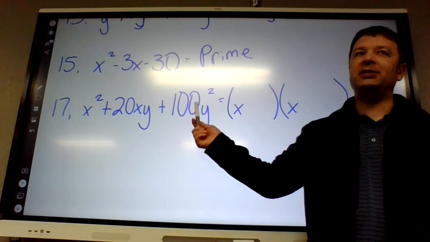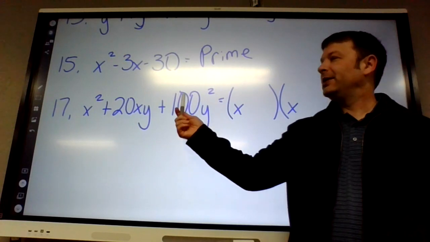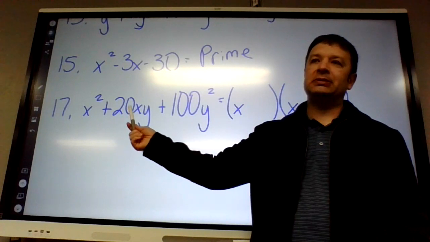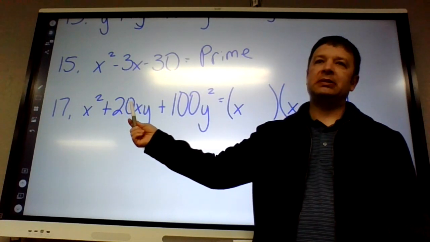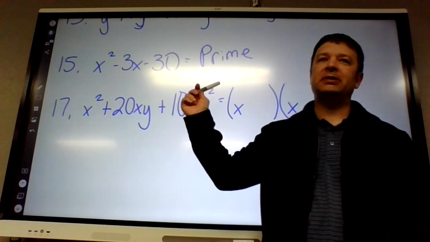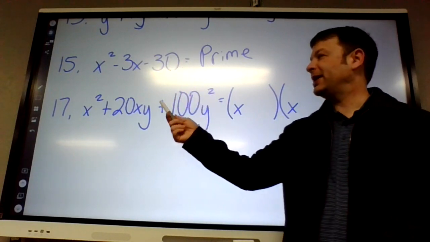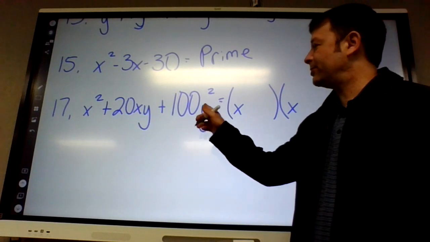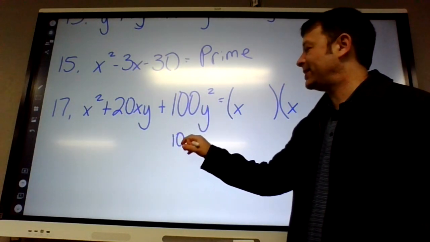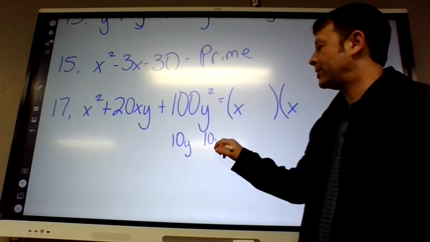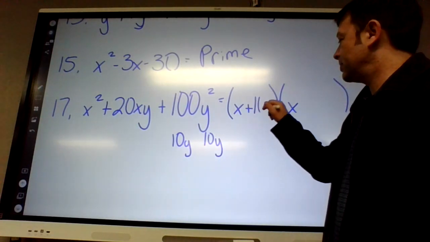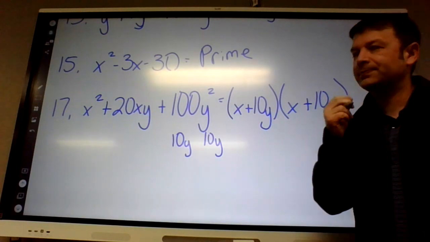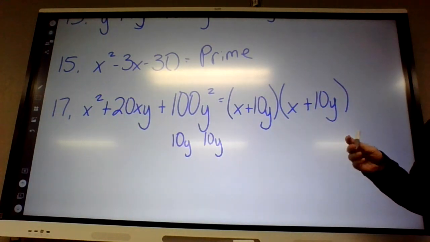Okay, for the back, you're asking the same question. What multiplies into 100, it's kind of a big number, that adds up to 20? 10 and 10, right? That adds up to 20. But instead of putting 10, what goes into 100y squared? Instead of 10 and 10, it's 10y and 10y. So, plus 10y, plus 10y.